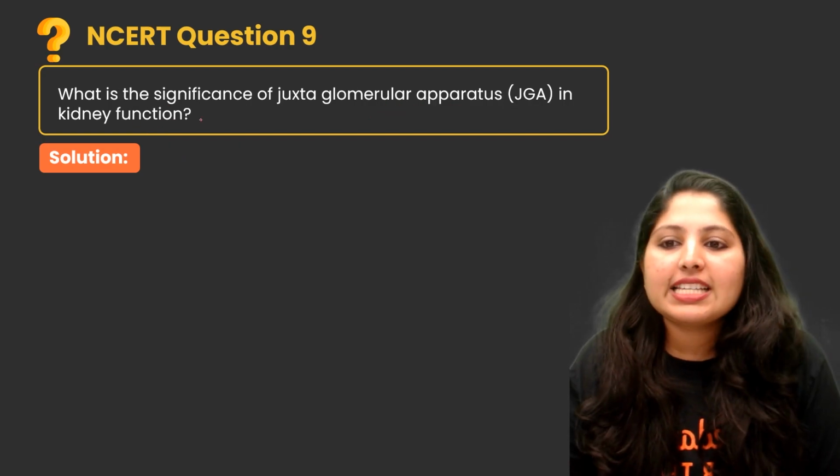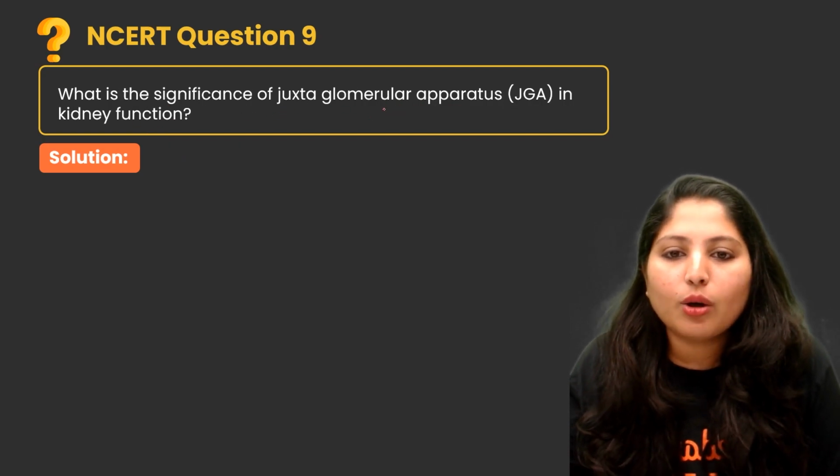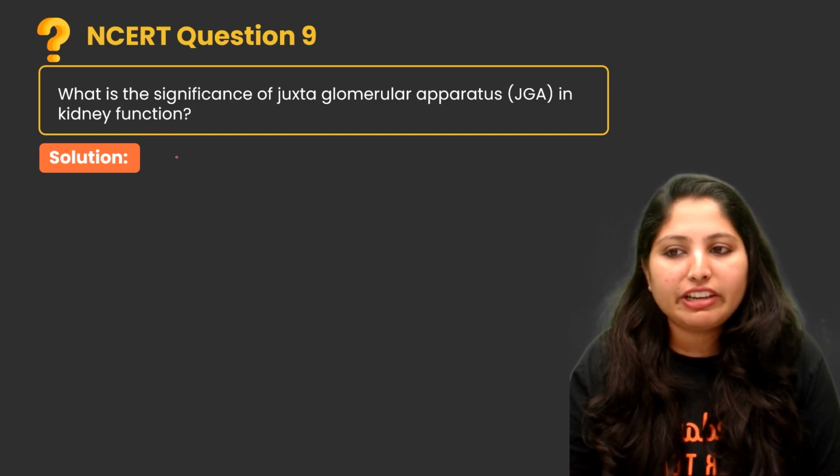What is the significance of the juxtaglomerular apparatus in kidney function?